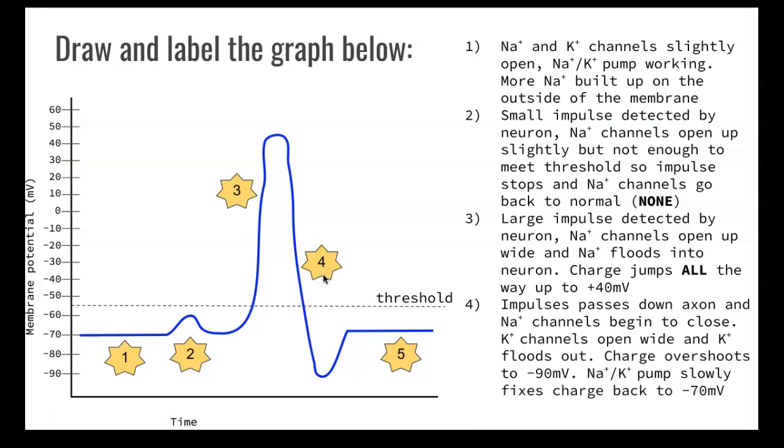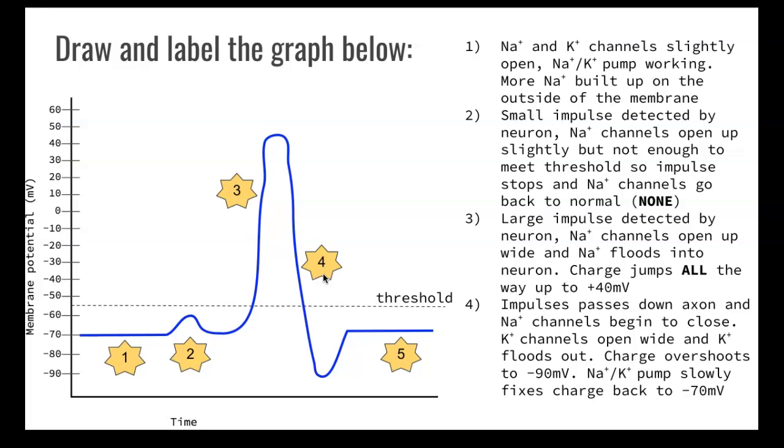Okay, in the fourth step, this is when we are going to get rid of the action potential features of our membrane proteins. So we want to go back to normal, back to rest, so that we can receive another impulse when it's time.